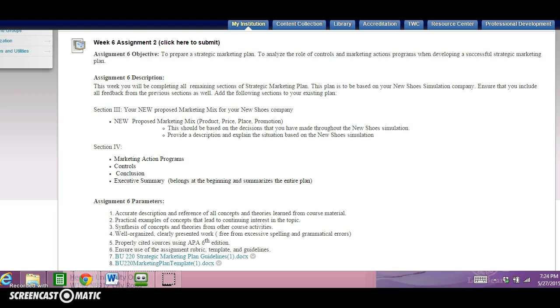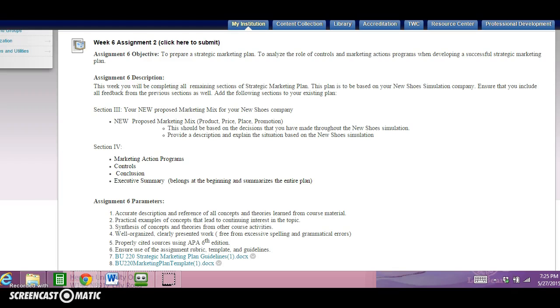Section 3, your new proposed marketing mix for your new shoes company. Now, this is your marketing mix. In week 5, you shared the existing marketing mix, which is what your company is using currently. In week 6, you're sharing the future, what you propose to be used in the future in terms of the product, price, place, and promotion. This should be based on all the decisions that you've made over the last 3 weeks throughout the new shoe simulation. And please provide a description and explanation of the situation based on your new shoes simulation.